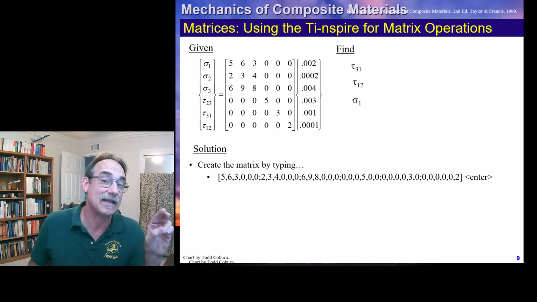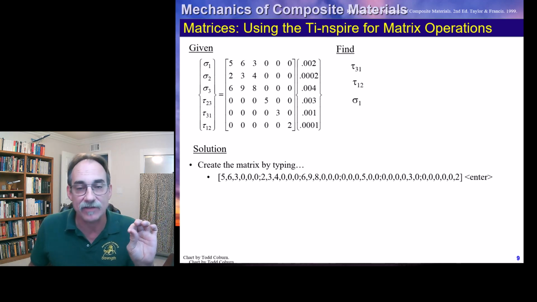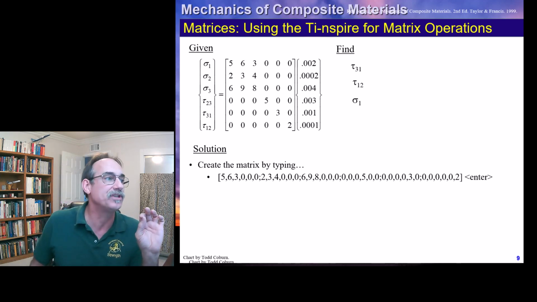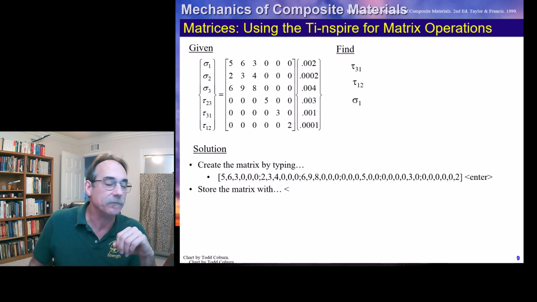Next row, so you hit the semicolon again. 0, 0, 0, 5, 0, 0. Next row, 0, 0, 0, 0, 3, 0. Next row, 0, 0, 0, 0, 0, 2. Enter. And that's going to dump that matrix into your calculator screen.